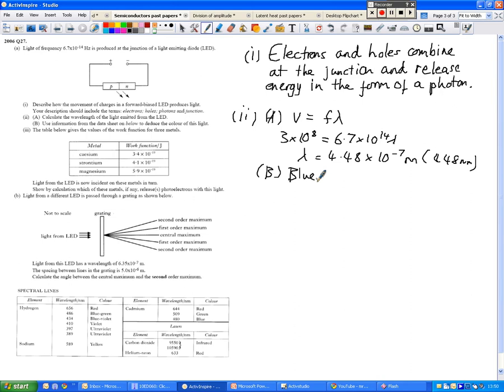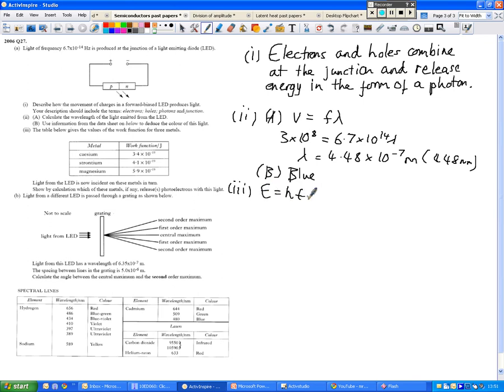Part 3, the table below gives the work function for 3 metals, so it's relating to the idea of the photoelectric effect. Light from the LED is now incident on the metals in turn. Show by calculation which of these metals, if any, release photoelectrons with this light. Well, all photons, whether they're involved in the photoelectric effect or in semiconductors, are subject to the same equation, and that's E equals hf.